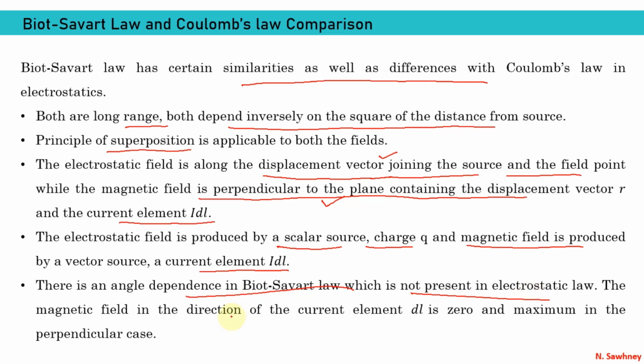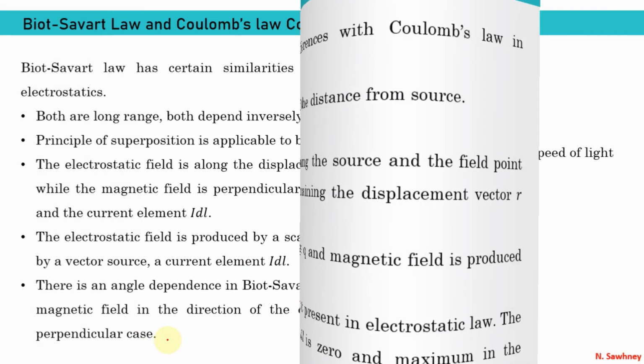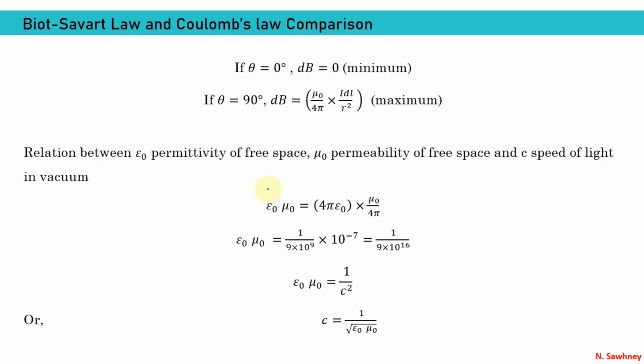The magnetic field in the direction of the current element dl is 0 because it is a cross product, and if it is in the same direction it will be 0, and maximum in the perpendicular case. Let us see. If theta is 0, then the magnetic field is minimum because it depends upon sine theta, and sine 0 is 0. And if theta is 90 degrees, then the magnetic field magnitude will be maximum.